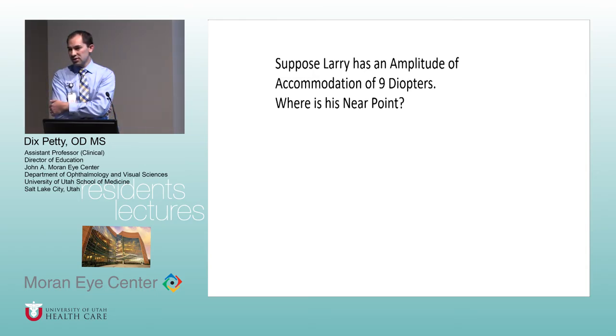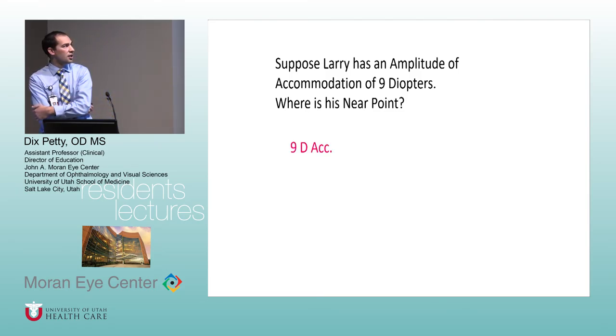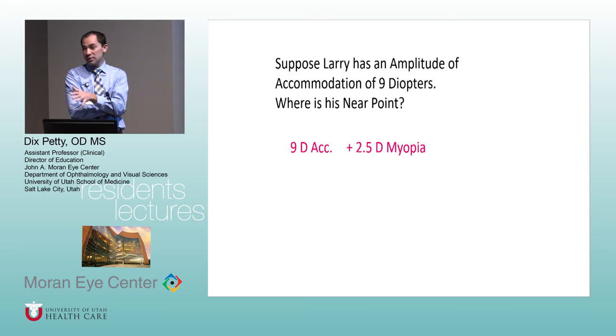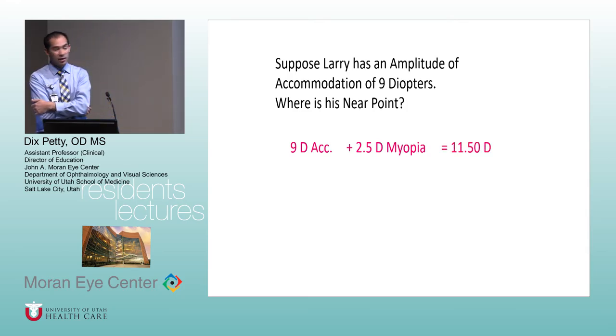So in diopters, before we even figure out the distance, what's the total power that he could produce with his eyes? So it's a minus 2.50. It's plus 2.5 diopters of myopia, so it's still a minus 2.5. So 11.5 diopters.